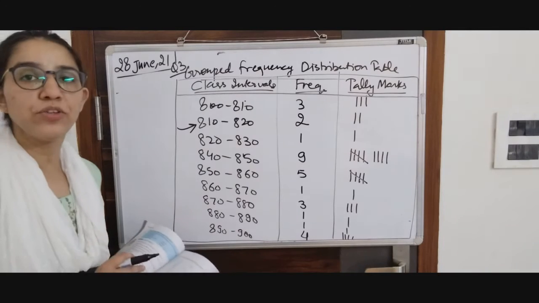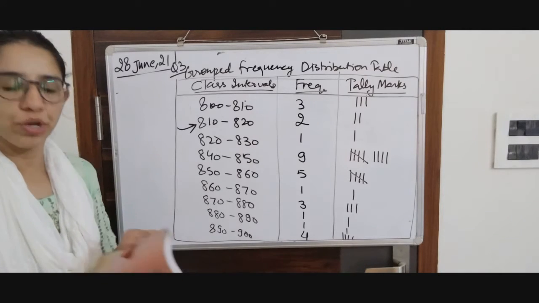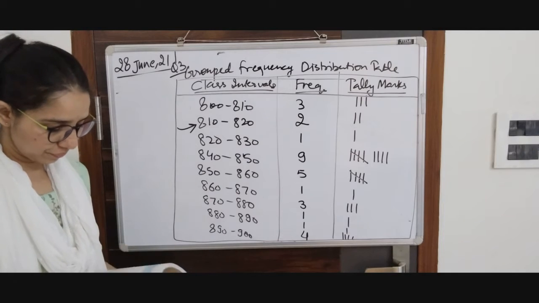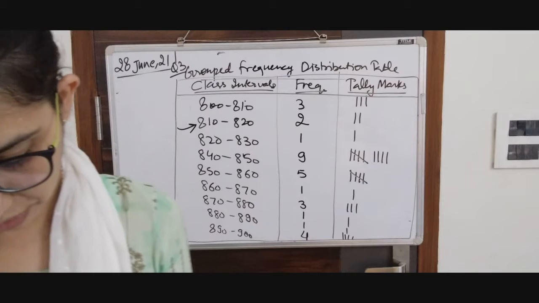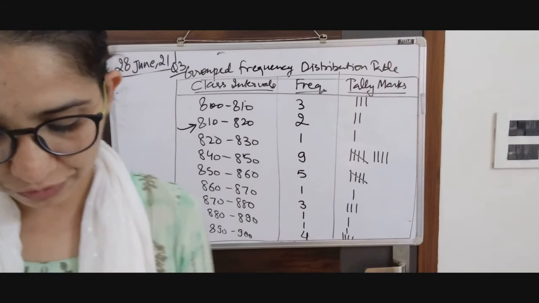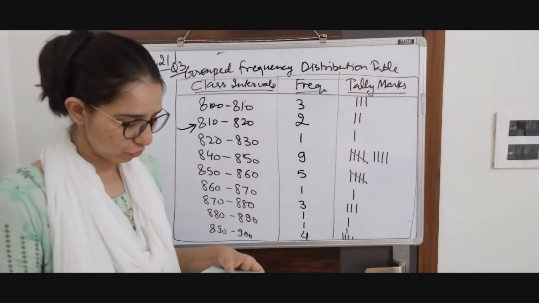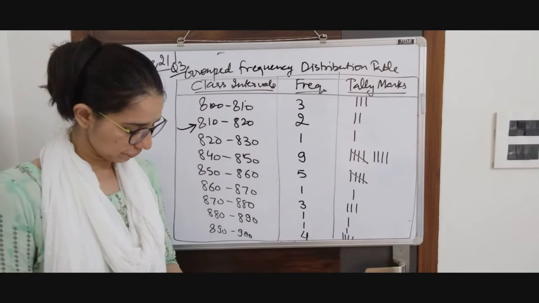So now using this frequency distribution table, we are going to make the bar graph for this. No, a bar graph is not asked, we just have to represent the tally marks.